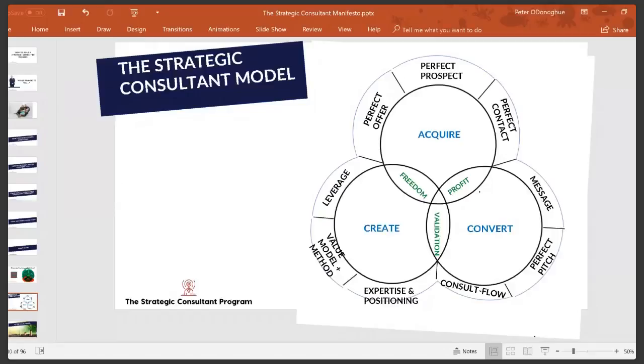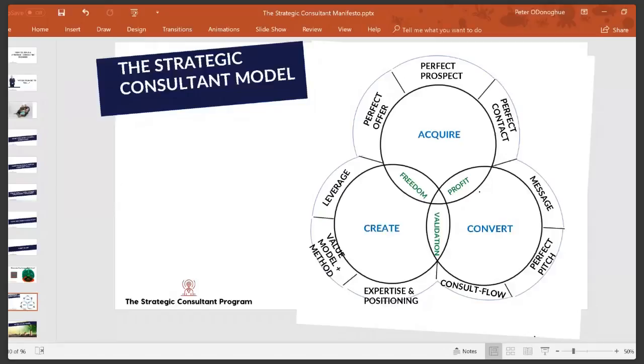And when put together with the perfect prospect that you're looking to target, and the perfect contact mechanism, that gives us acquire. Get all of those three right, and you have built the foundation of a fantastic strategic consulting model.